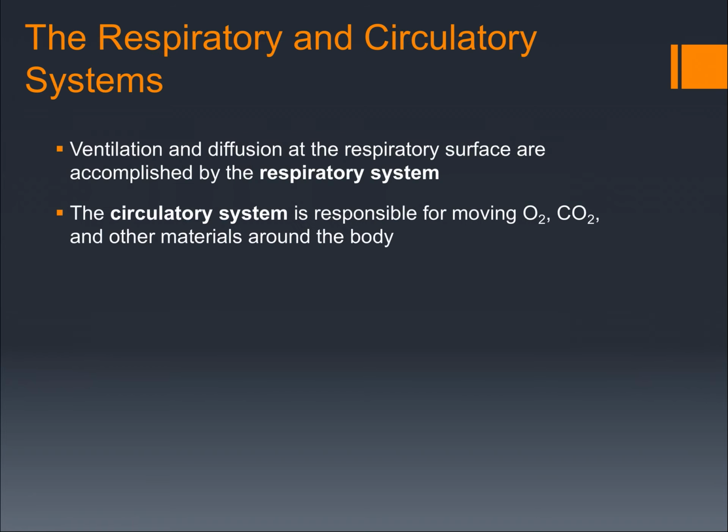So diffusion and ventilation happen at the respiratory surface, specifically at the alveoli of the lungs, if we're looking at the lungs. This all takes place in the respiratory system, whereas the circulatory system is responsible for taking the oxygen, CO2, and other materials and moving them around the body. The circulatory system is your blood and your veins and arteries. Veins take blood towards the heart, and arteries take blood away from the heart, and they all make up the circulatory system, sometimes called the cardiovascular system as well. But in some animals there isn't a heart, so it's not appropriate to say cardiovascular, so we say circulatory because you're circulating things throughout the body.